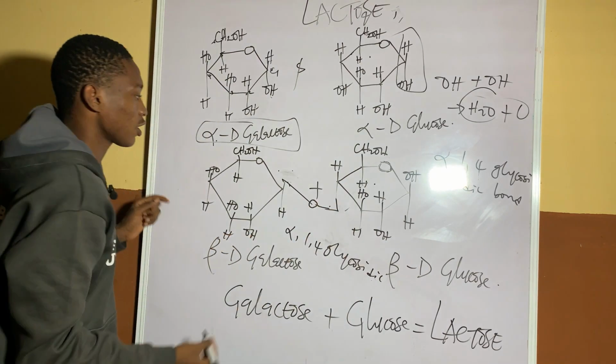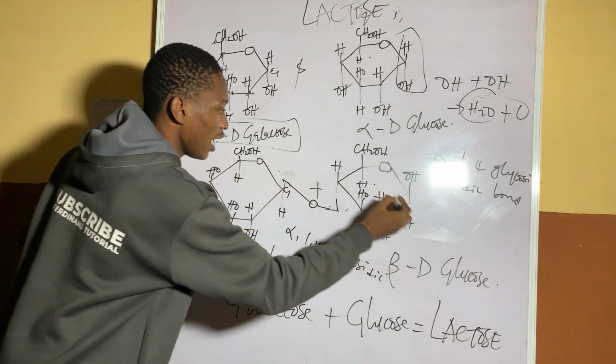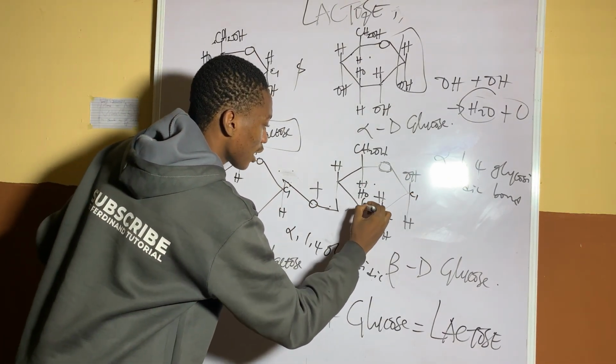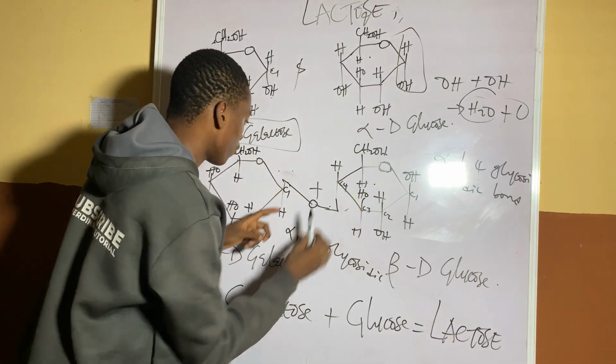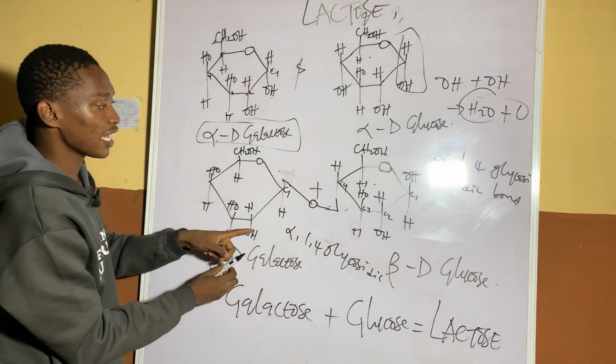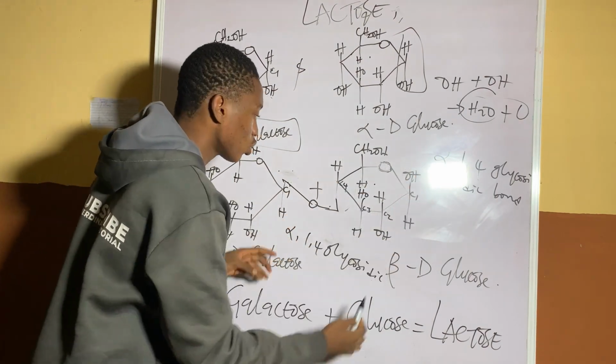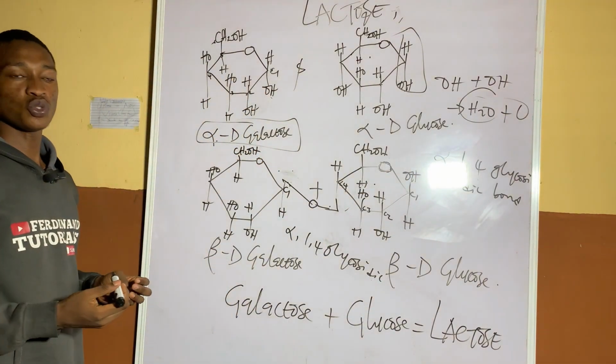Why is it beta 1,4 glycosidic bond? Because this is carbon 1 and this is carbon 1, carbon 2, carbon 3, and carbon 4. So the bond happened in the carbon 1 and the carbon 4. That is carbon 1 of what? D-galactose, and carbon 4 of what? D-glucose. That is how a lactose is being formed.